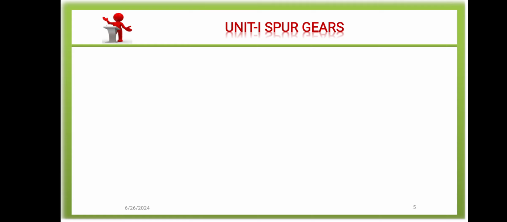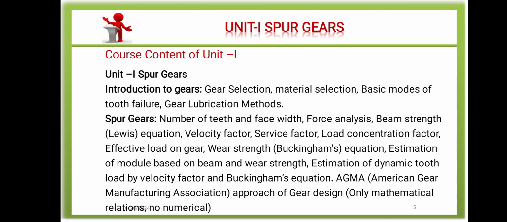Then coming to the topic, that is spur gears. So before understanding the spur gears, one must know the definition of transmission. So the transmission means to transmit the power or torque from one element to another element, and for this purpose we need elements like gears, pulleys, sprockets. So through these elements we can transfer the power or torque from input shaft to the output shaft.